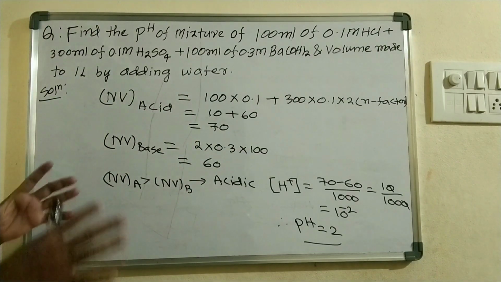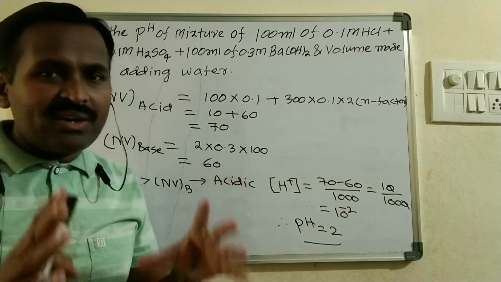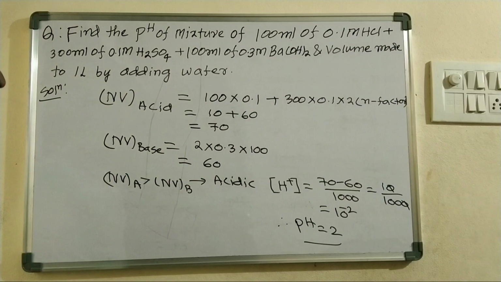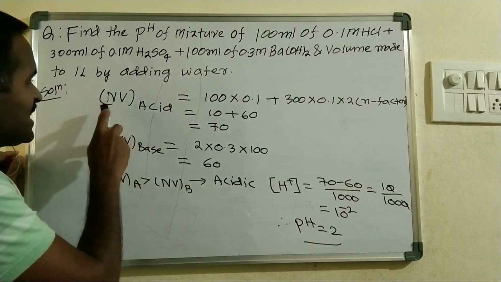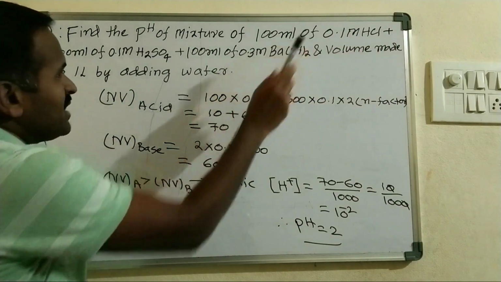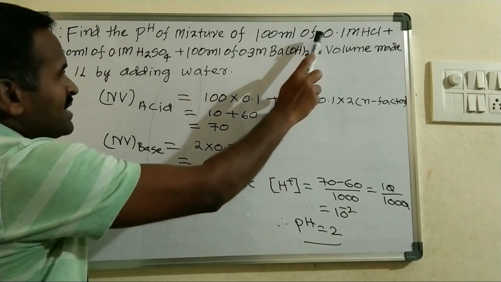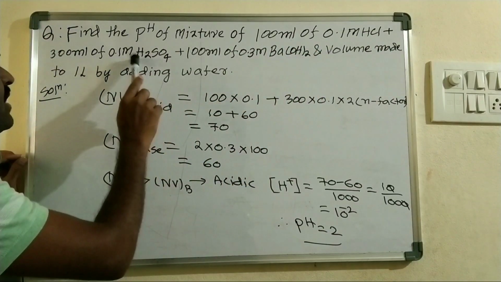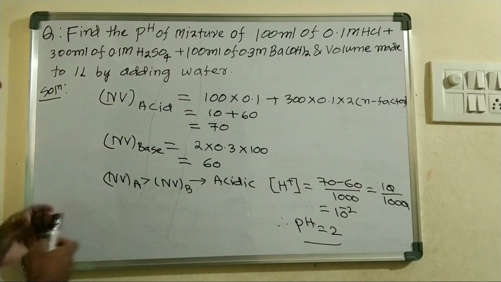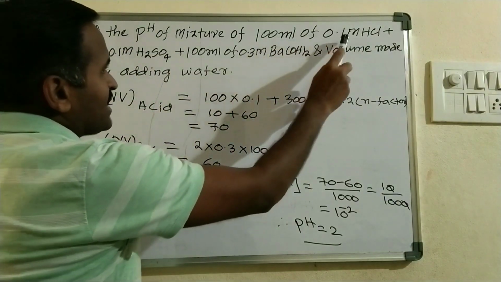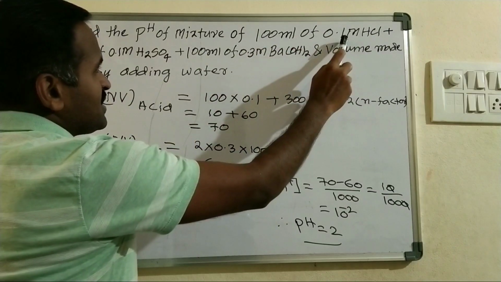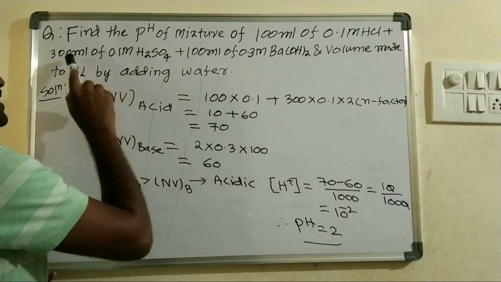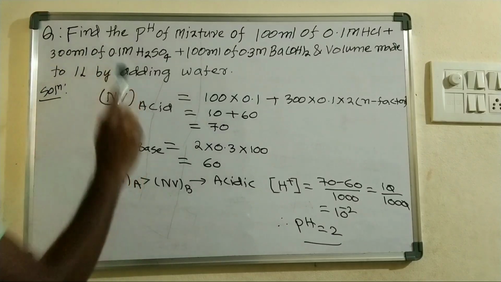So in this problem, first we need to find the NV product of the acids, followed by the NV product of the base, right? When we are finding the NV product of the acids, 2 acids are there. You can write here the NV product of acid HCl plus the NV product of acid H2SO4. The NV product of acid HCl is 100 into 0.1 into 1, which again gives 0.1, whereas for H2SO4 it is 300 into 0.1 into 2.